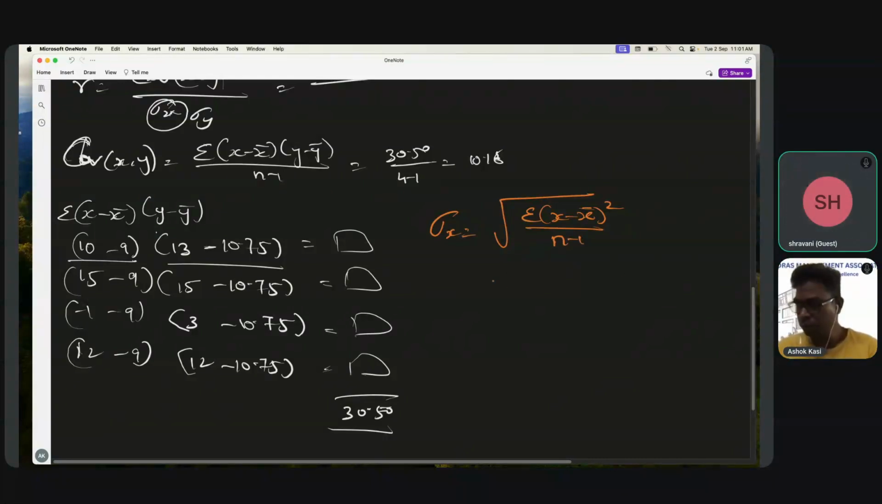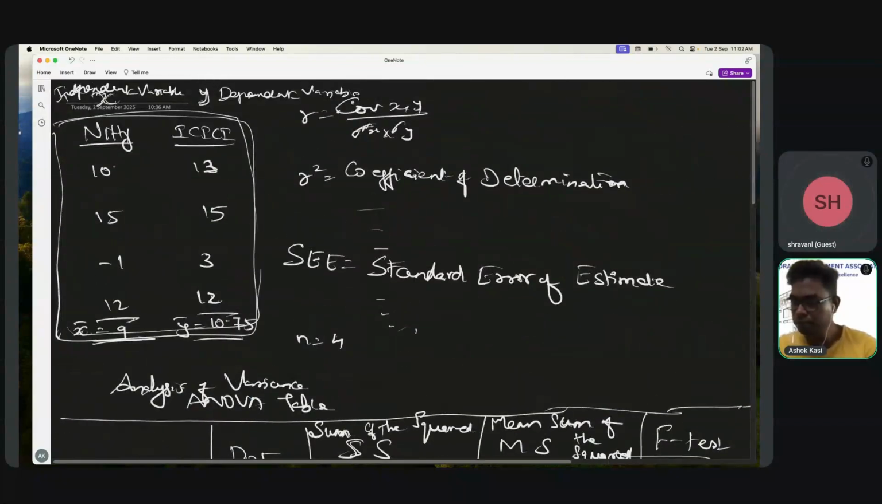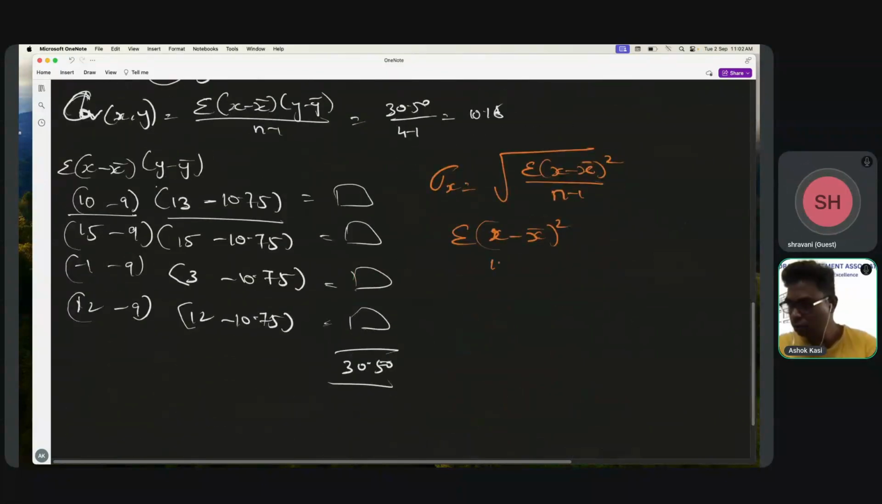Summation of x minus x bar the whole square. Let me still do it the proper long way, so that at any time when you see it, it becomes easier. If you forget later on, x will be 10, 15, minus 1, 12. X bar is 9.